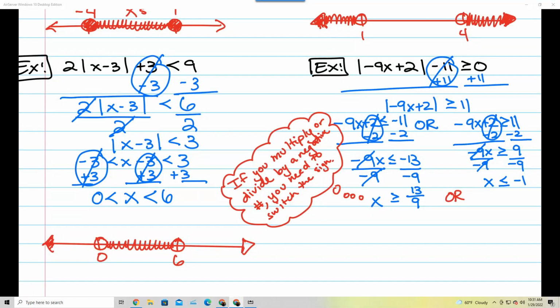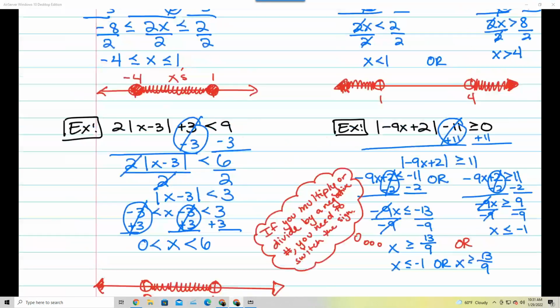It's really, really good practice for you to switch these numbers, just because you always write your smaller inequality on the left and your bigger inequality on the right. So I'm going to write x is less than or equal to negative 1 or x is greater than or equal to 13 over 9 as my answer.